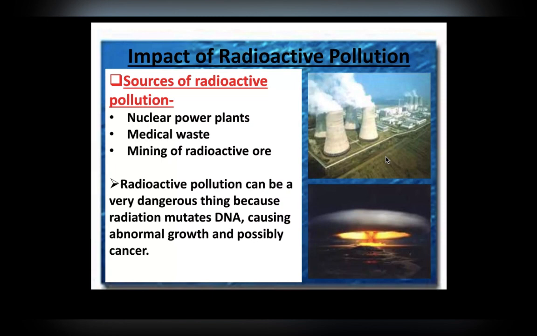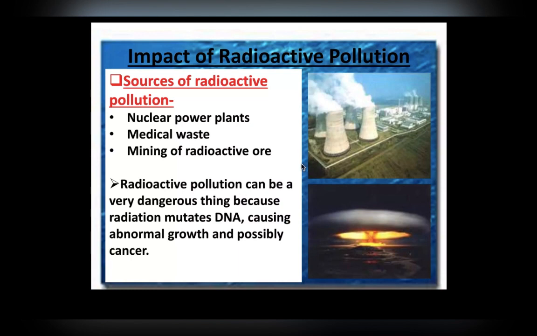Radioactive pollution can be a very dangerous thing because radiation mutates the DNA. Radiation will mutate the DNA a number of times, and then you start acting different from your norm, causing abnormal growth and possibly cancer. So we must be careful the way we pollute our environment. From the factory, creating radioactive material affects our DNA and makes us have abnormal growth and also causes cancer.